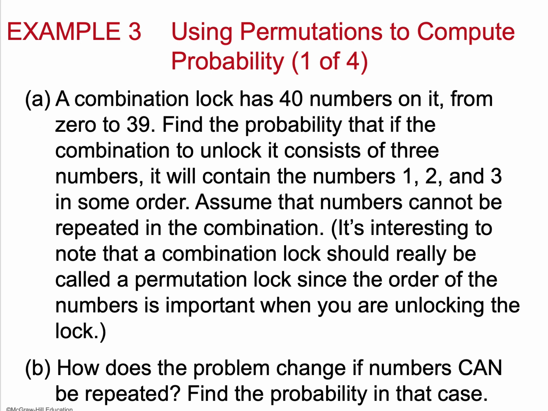How would I use permutations to solve probability problems similar to how I just used combinations? Combination locks are tricky because they're actually permutations. A combination lock has 40 numbers on it from 0 to 39. Find the probability that if the combination to unlock it is 3 numbers, it will contain 1, 2, and 3 in some order. Right there, in some order, I need a permutation. Assume that numbers can't be repeated. We're going to calculate that, and then in part B, we're going to see what changes if the numbers can be repeated.